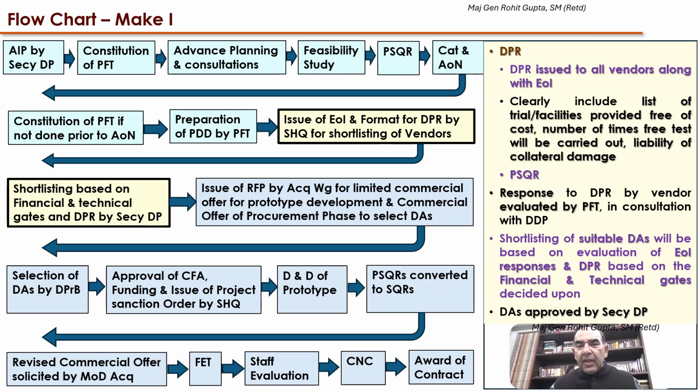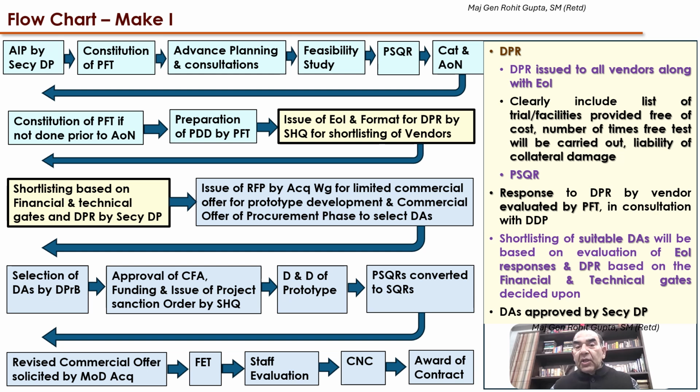Let's have a look at the DPR as well as the technical and financial gates. The DPR is issued to all vendors along with the expression of interest. And the DPR will clearly list the trial facilities provided free of cost, the number of times the free tests will be carried out, and the liability of any collateral damage. And the PSQR, that is the provisional SQR, will form part of the detailed project report.